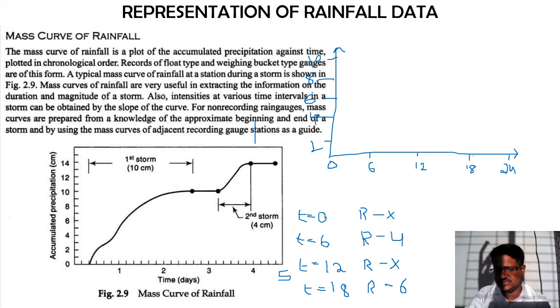Now we'll try to draw the figure. At t equals 0, I have no rainfall, so my point is going to be here only, the first ordinate. Similarly, the second one is for 6 hours, where I have a rainfall of 4 mm, so this will be the second point. For t equals 12, there was again no rainfall from 6 hours to 12 hours, so the cumulative value of rainfall is going to remain as it is.